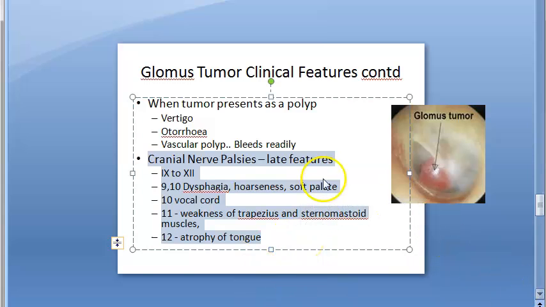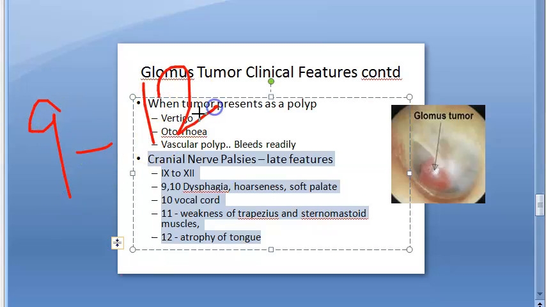Guys, cranial nerves, we already told you, from 9th cranial nerve to 12th cranial nerve, all of them will get affected. So what and all will happen? Dysphagia, vocal cord gets affected. There is weakness of these muscles like trapezius and sternocleidomastoid muscles. There can be atrophy of the tongue. So all these are the late features anyways.